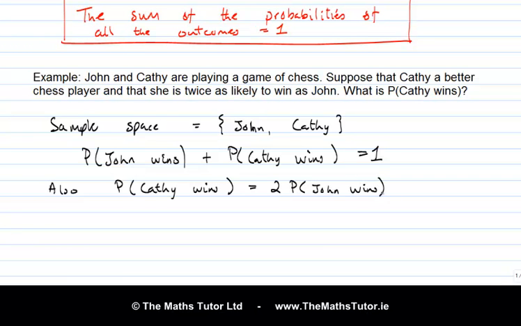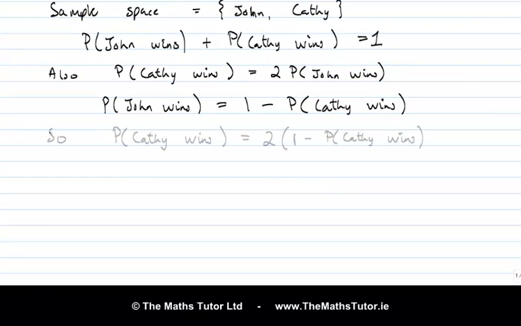Now we have two equations and two unknowns, the probability that John wins and the probability that Kathy wins, and we just have to solve. Let's use the first equation to eliminate the probability that John wins from the second equation. We can rearrange the first equation by bringing the probability that Kathy wins to the right-hand side. Now we can substitute 1 minus the probability of Kathy wins for the probability that John wins in the second equation. Now we have one equation with one unknown, so we should be able to solve.